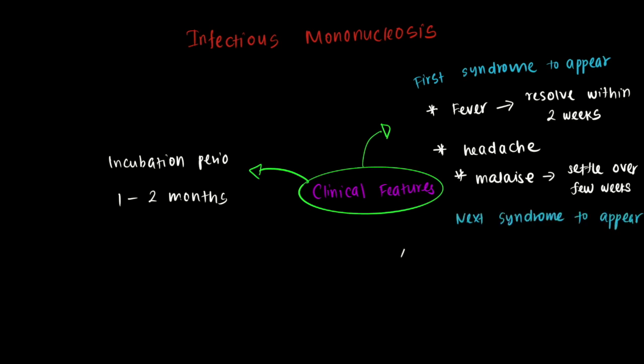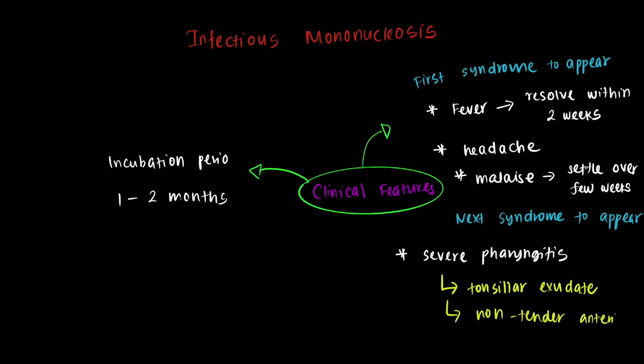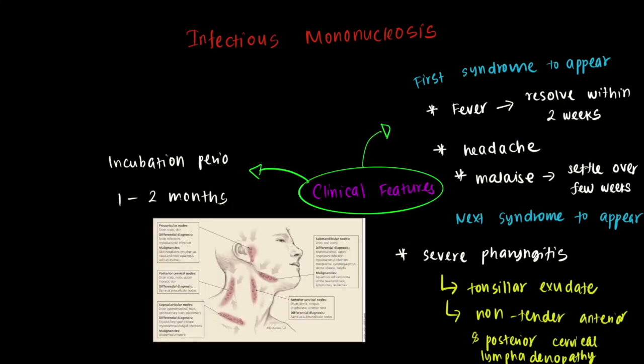The next syndrome to appear after these three is severe pharyngitis, which is characterized by, first, tonsillar exudate and, second, non-tender anterior and posterior cervical lymphadenopathy. Here in this diagram, it is shown the location of the anterior cervical lymph node and posterior cervical lymph node.